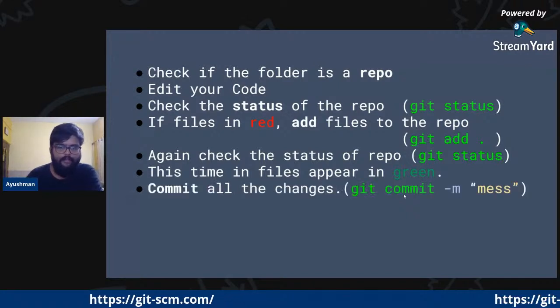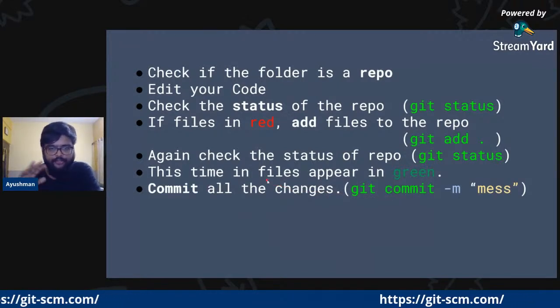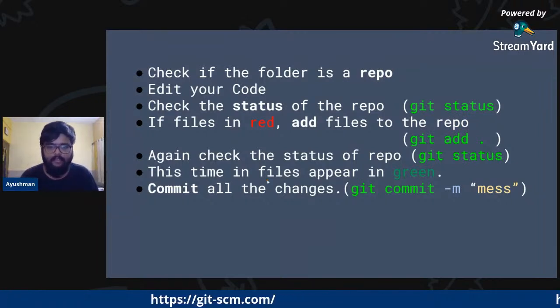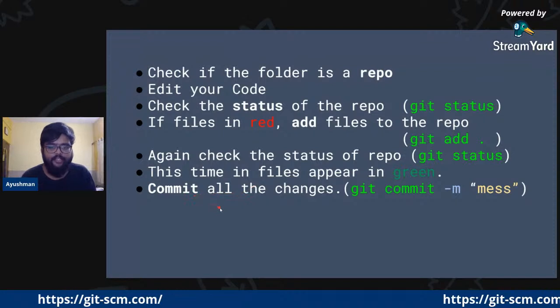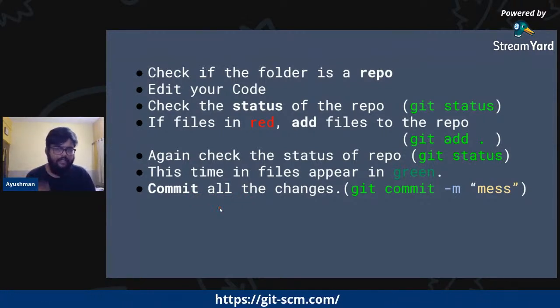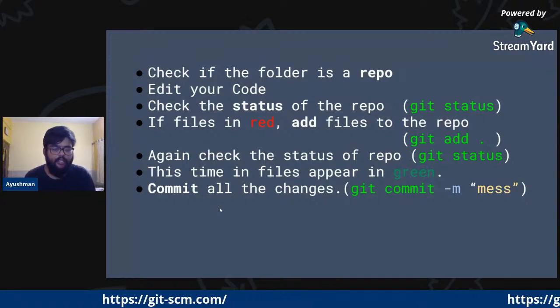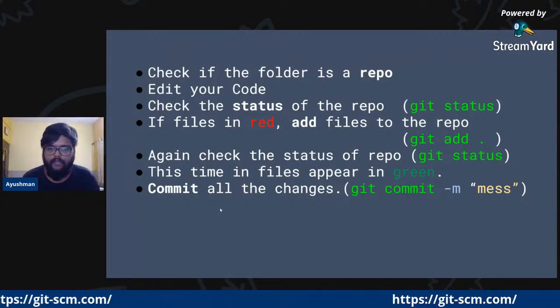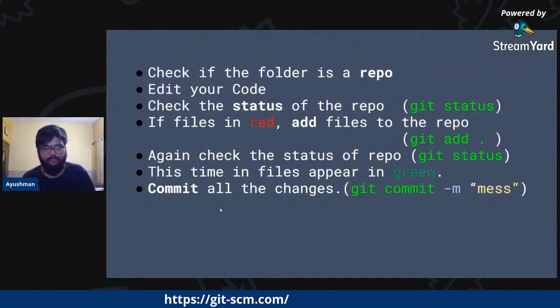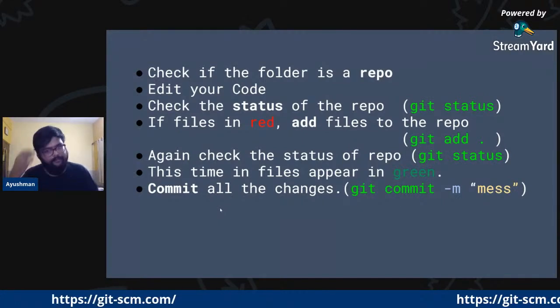So suppose you have made all the changes and your files appear in green color, then you need to commit your changes. And when you commit your changes, that means you are locking that particular change into your repository, and it will be logged in the git log command, which I'll be talking about later.